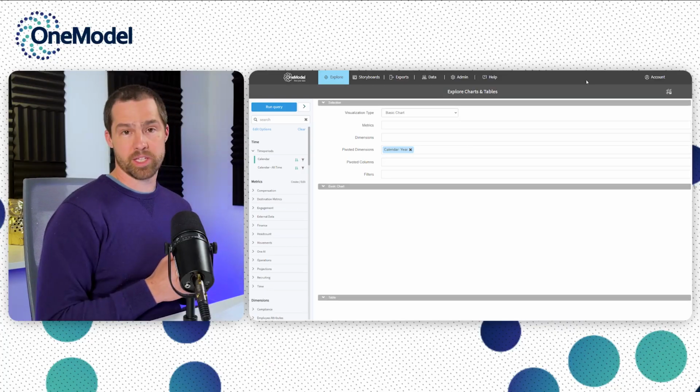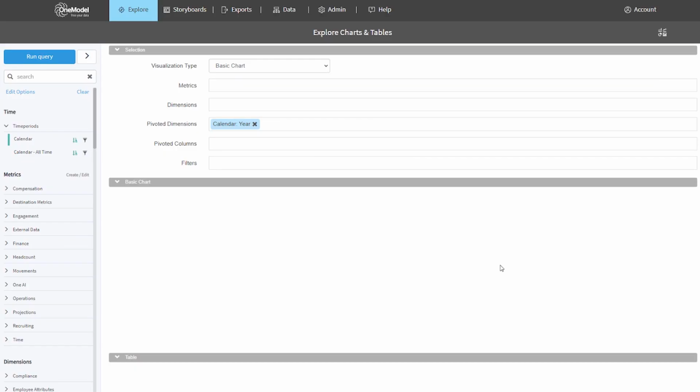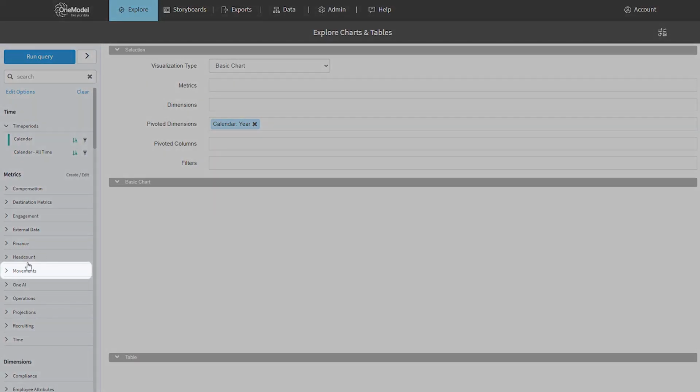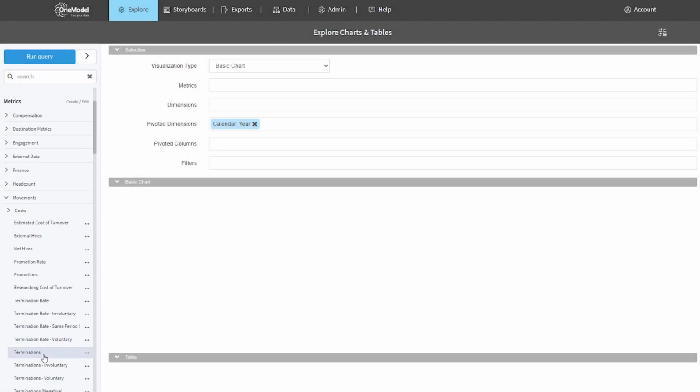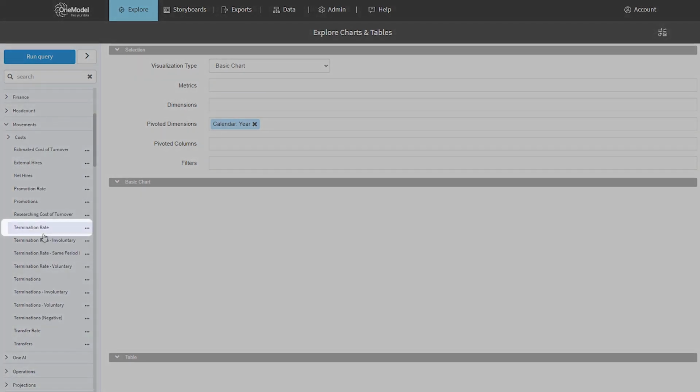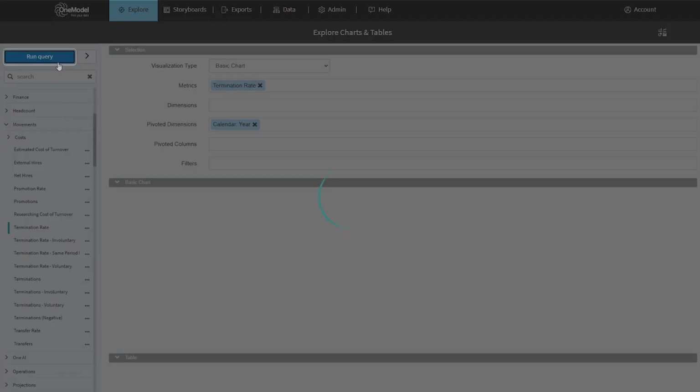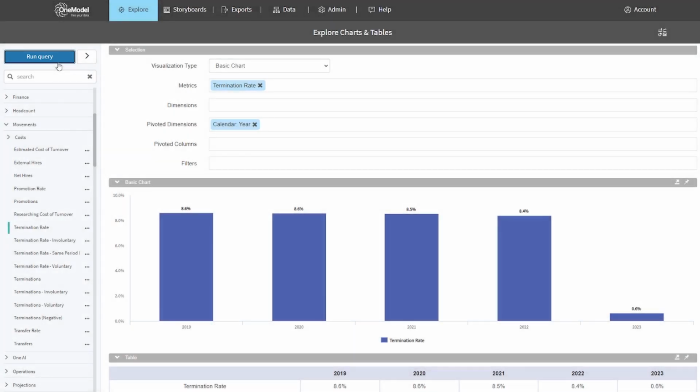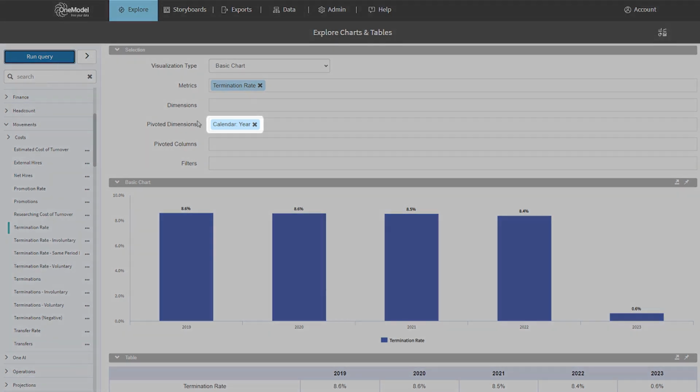So here we are in the Explore tool in OneModel. What I'm going to do is take a classic HR metric like turnover rate, and we're going to break this out now. And so here is termination rate, and we're going to look at it by year. Right now, that's a very high-level insight. There's not as much that you can do with that until we start to break it out into more meaningful groups. So let's do a couple of things.